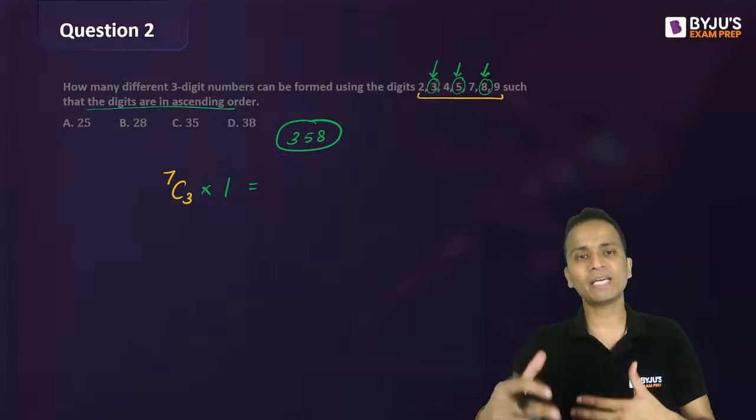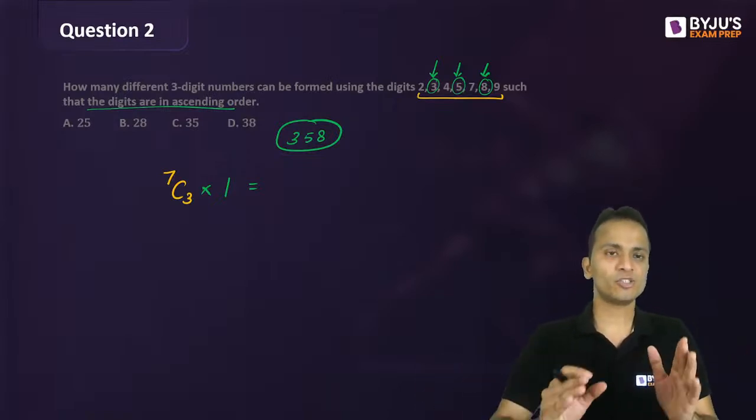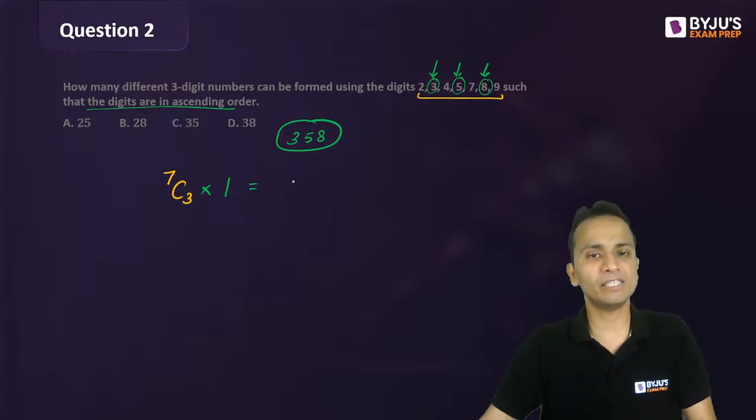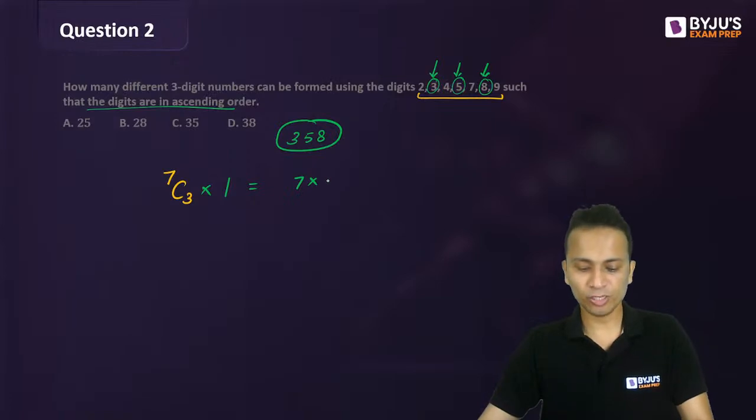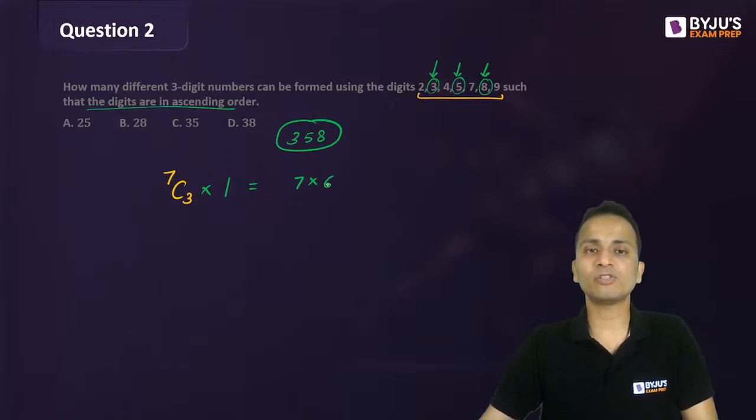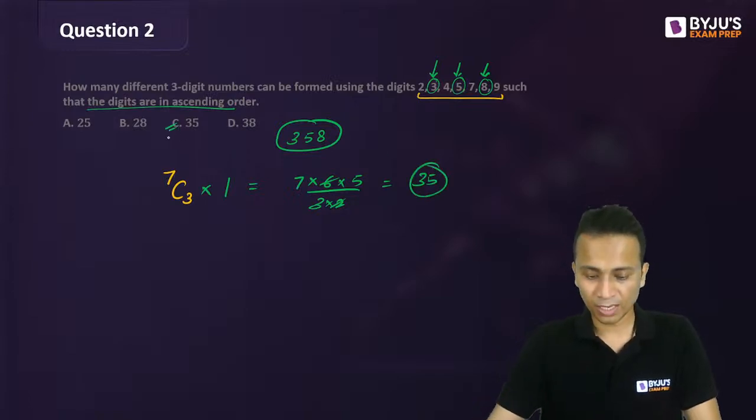You don't have to make different cases, right? So 7C3 multiplied by 1 is the final answer. 7C3, good Siddhant, very good. So 7C3 is 7 into 6 into 5 upon 3 into 2, the 6 cancels, and the final answer should be 35, which is option C.